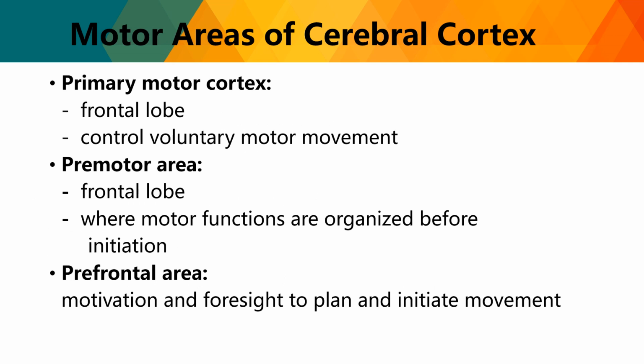Next, you have your motor areas of the cerebral cortex. So you have your primary motor cortex, which is the frontal lobe. It controls voluntary motor movement. And then for premotor area, it is also in the frontal lobe where motor functions are organized before initiation. And then we have the prefrontal area. This is for motivation and foresight to plan and initiate movement. Okay, so with your cerebral cortex, there are different functions already. Okay, so sa frontal lobe pa lang, you already have your primary motor, premotor area, and prefrontal areas.